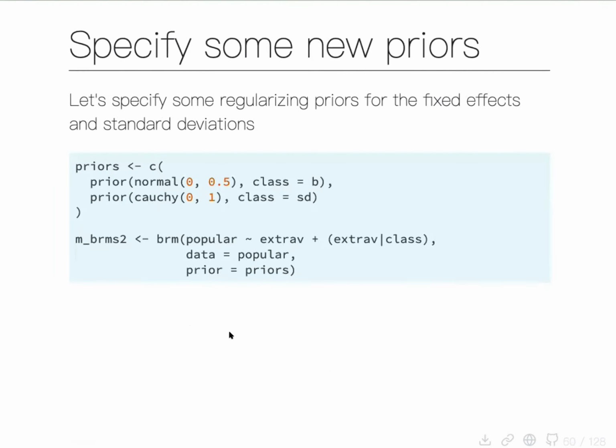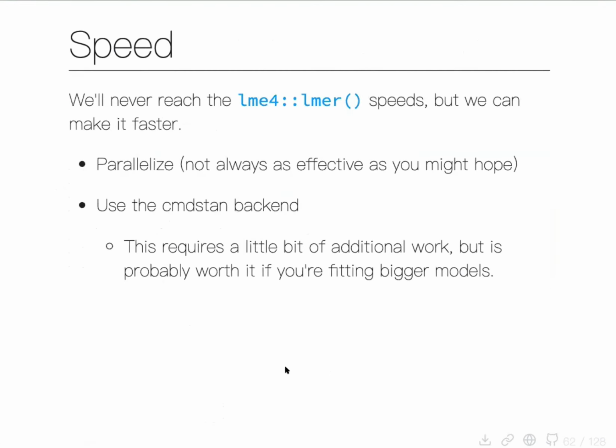Okay, so then we would specify it like this. Here I've specified the priors outside of that, and then prior equals priors. In this case, it's almost no difference because there's a fair amount of data.